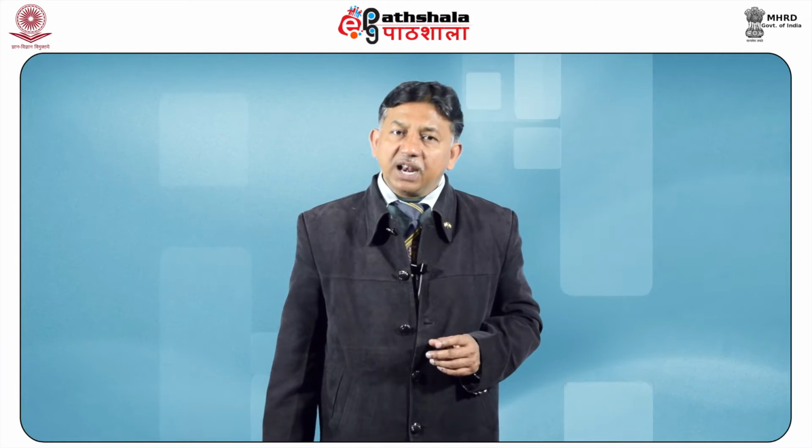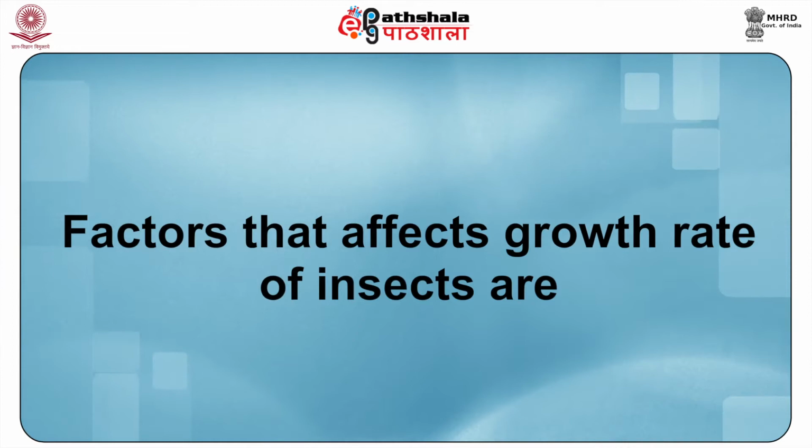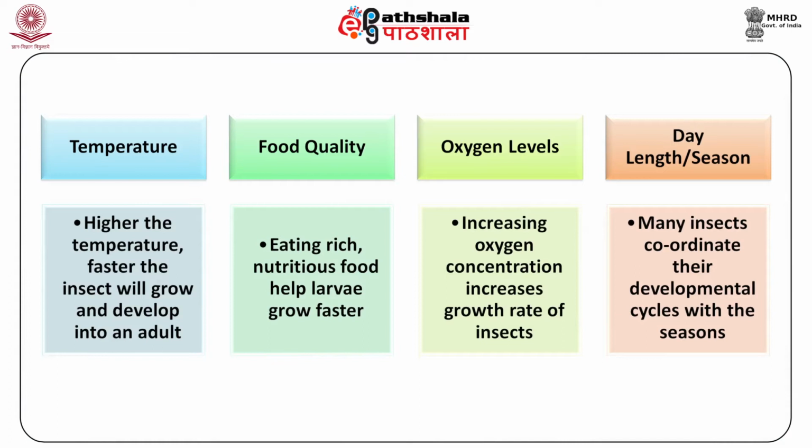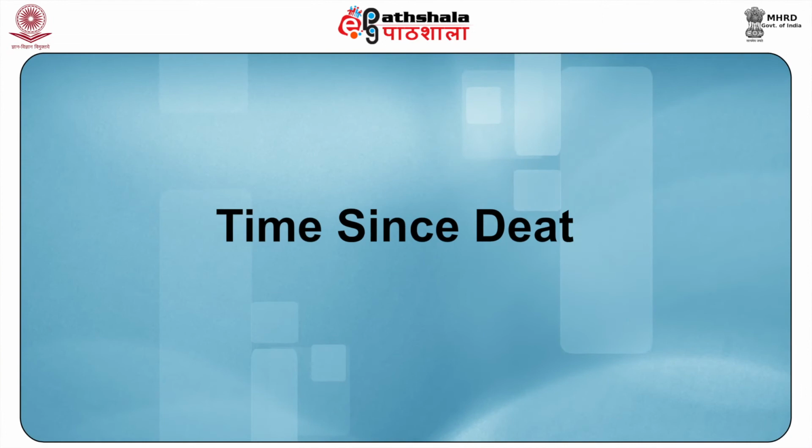Then the factors that affect growth rate of the insect are temperature. The higher the temperature, the faster the insect will grow and develop into an adult. Then the food quality. Eating rich, nutritious food helps larvae grow faster. Then the oxygen levels. Increasing oxygen concentration increases growth rate of insects. Then the day length or the season of the month. Many insects coordinate their development cycles with the seasons. Then time since death, that is the faunal succession.